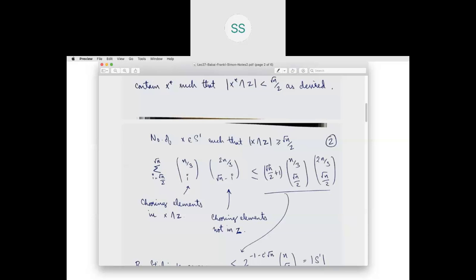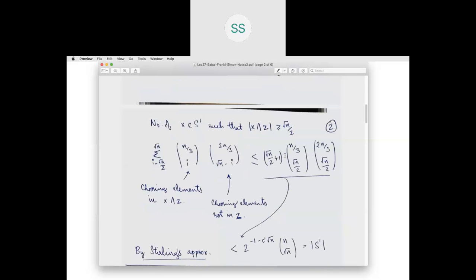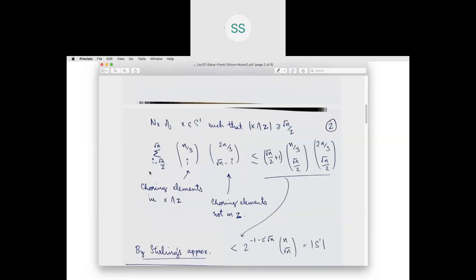Okay. So this is the number of ways in which you can choose an x such that it intersects with at least square root n by 2 elements of z. We first choose the size of the intersection, and we choose the intersecting elements from z, and we choose the non-intersecting elements from the z complement.